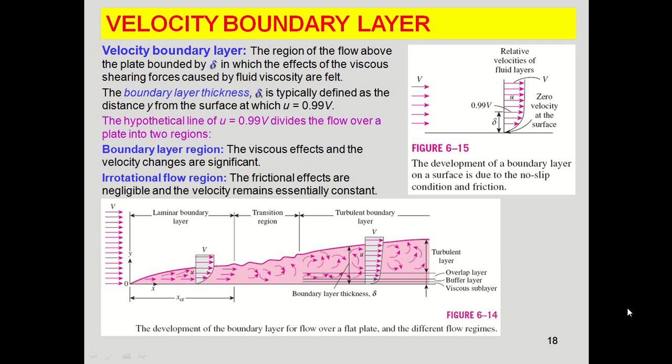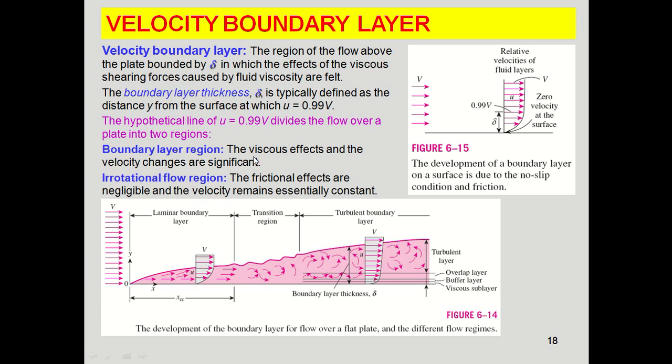Velocity boundary layer: the region of the flow above the plate bounded by delta, in which the effect of the viscous shearing forces caused by the fluid viscosity are felt. The boundary layer thickness delta is typically defined as the distance y from the surface at which u is equal to 0.99 of the free stream velocity V. The hypothetical line of u equal to 0.99 V divides the flow over a plate into two regions.